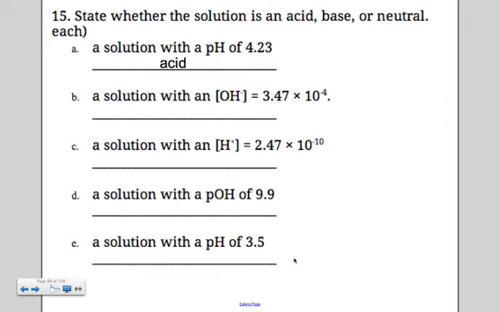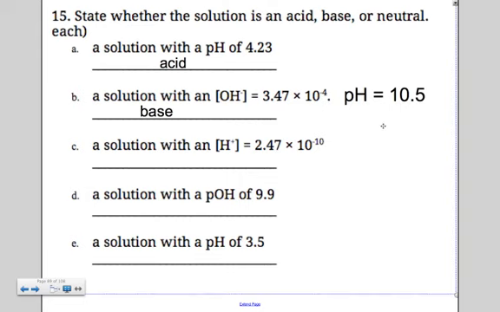All right, a solution with an OH concentration of 3.47 times 10 to the negative 4th. Well, I could find the pOH of this by taking the negative log of 3.47 times 10 to the negative 4th, and then I subtract that from 14, and I would find that the pH is 10.5, which makes it a base because it's greater than 7.